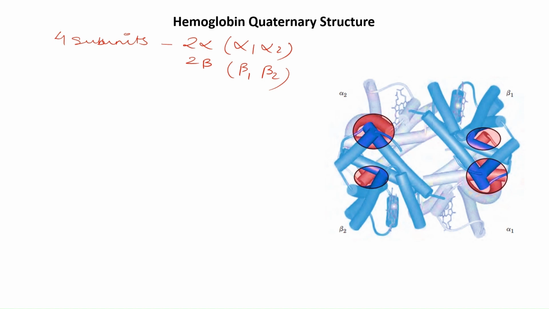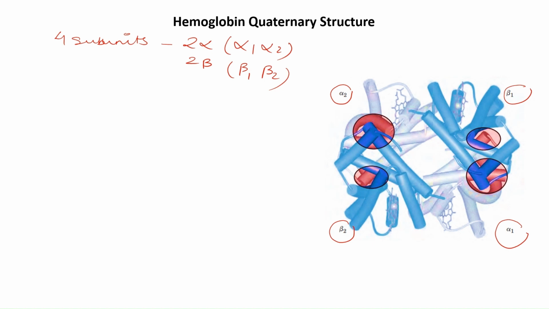Now, as we already know, hemoglobin consists of 4 subunits, that is 2 alpha subunits and 2 beta subunits. In alpha we have alpha 1 and alpha 2. In beta we have beta 1 and beta 2. These 4 subunits are arranged like this. You can see here alpha 2 and beta 2, and the second half is alpha 1 and beta 1. So these are the 4 subunits.